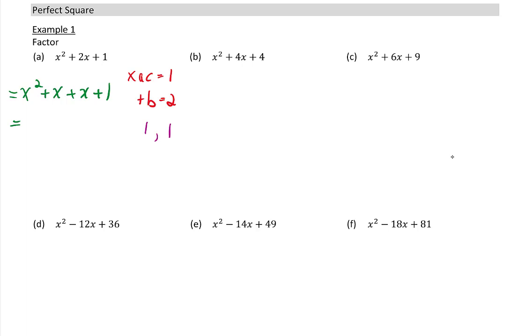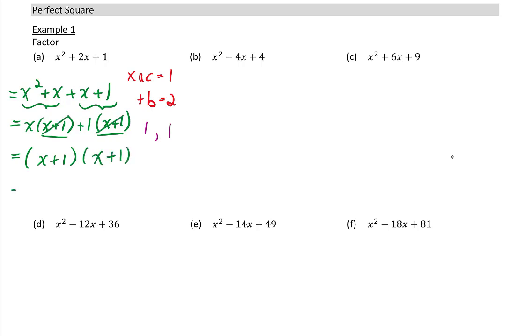If we take the common factor out of the first two, we get an x plus 1. And if we remove the common factor out of the second grouping, we also get x plus 1. Removing the common factor of x plus 1 leaves us with x plus 1. And we notice we end up with x plus 1 squared. This is what we call a perfect square. Let's go to the next one.